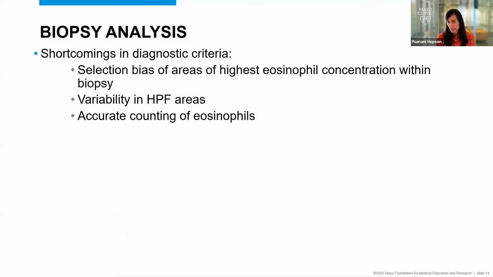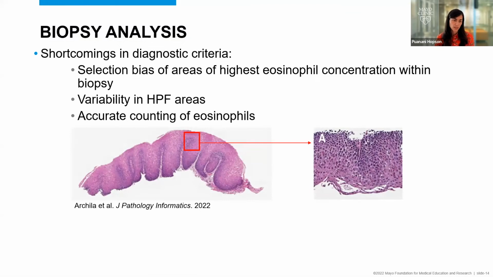Why do we need AI here? So there's shortcomings in our diagnostic criteria. One is there's some selection bias, thinking of finding the areas of highest eosinophil count. There's variability within these high-powered field areas, and then accurate counting of eosinophils. So I put this picture up here so you can get an idea.